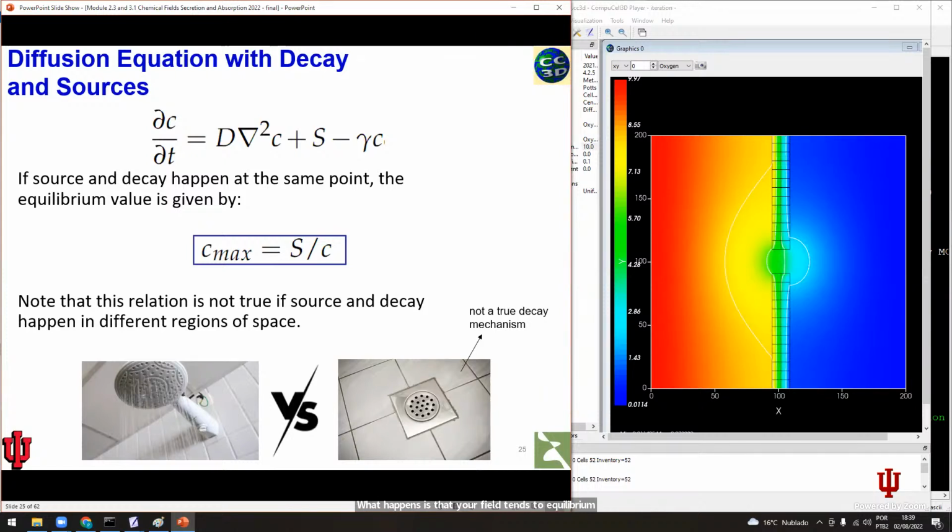So if you have no source, only decay, your field tends to 0. It decays, and goes to 0. If you have a source, an input, a flow, a flux, a positive flux of your field, what happens is that they fight each other, and then they reach an equilibrium different from 0.